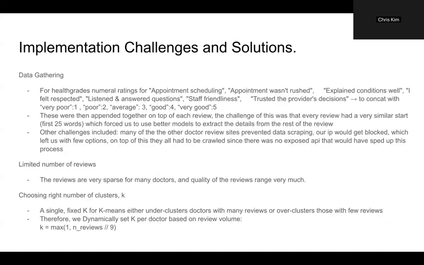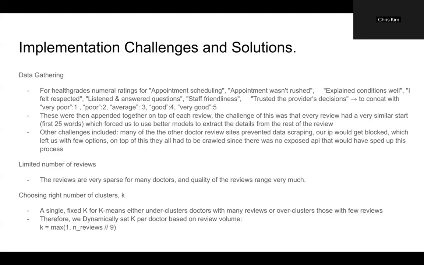One of the main challenges we had in the data gathering process was converting the numerical helpful ratings into semantic ratings to be appended to the patient reviews. We used the scaling system of 1 equals very poor, 2 is poor, 3 is average, and so on, and concatenated this with the type of helpful rating. For example, appointment scheduling would go into average appointment scheduling or very helpful appointment scheduling. And we did this to increase the size of the reviews because the review length was usually very short.